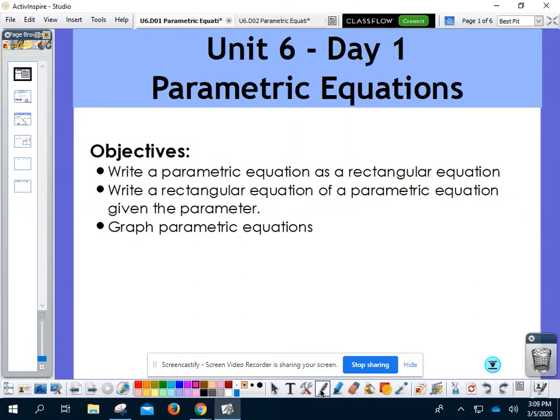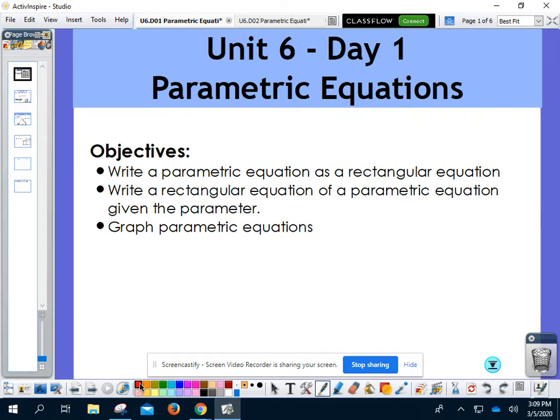Today you're going to be learning about parametric equations. We're going to spend a couple of days talking about these. And today you will cover writing a parametric equation as a rectangular equation. You're going to write a rectangular equation of a parametric equation given the parameter. And lastly, you'll graph some parametric equations.